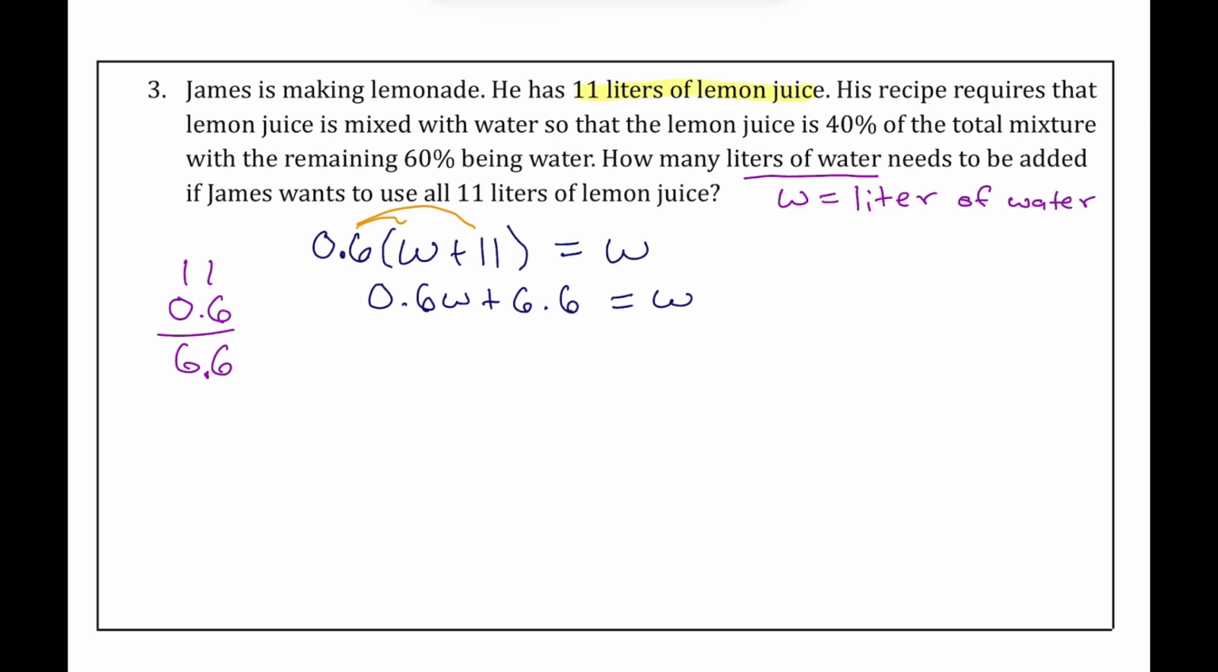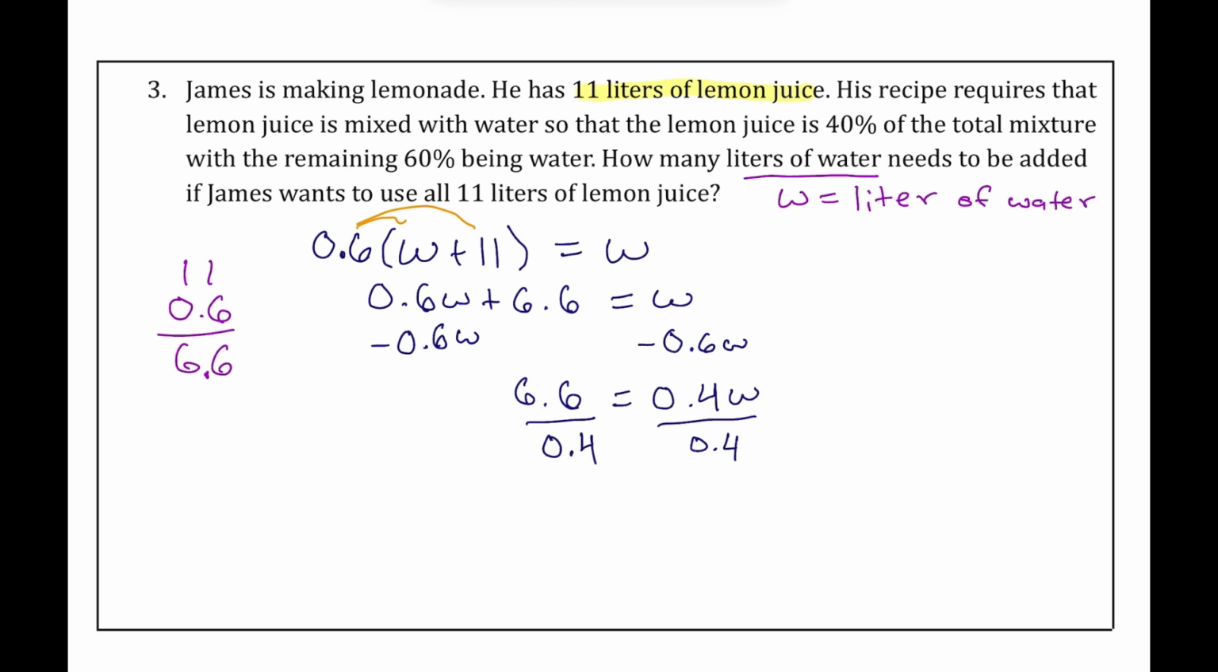Next thing we want to do is notice there's W on both sides of the equation. We want W just to be on one side. So let's go ahead and subtract 0.6W from both sides. That leaves us with 6.6 equals 0.4W. And now we need to divide both sides by 0.4.